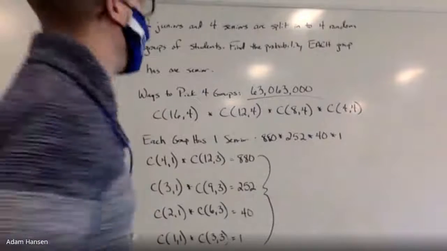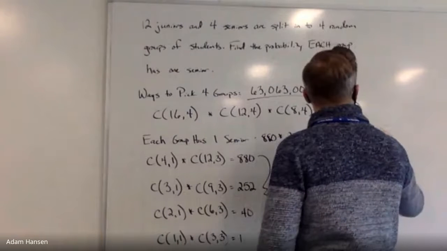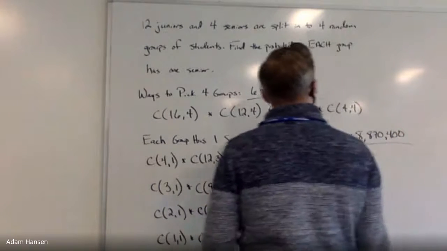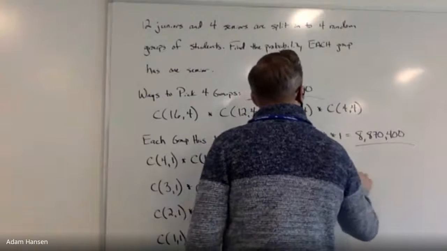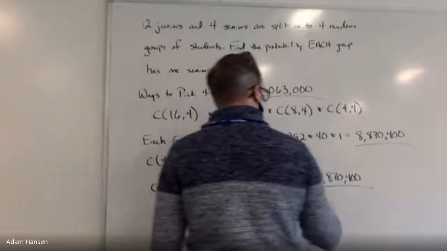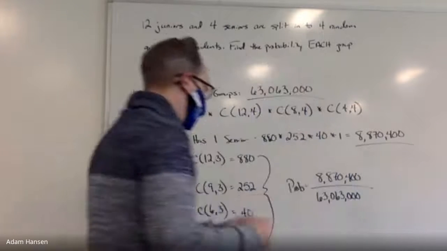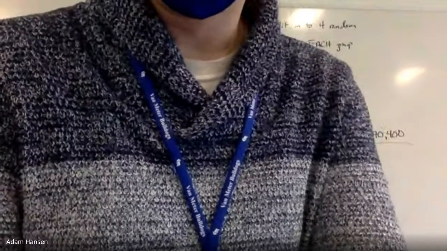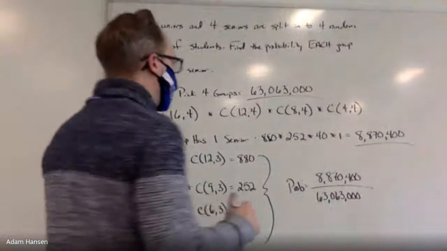So 8,870,400. So my probability is just that number out of the 63 million ways to start. Roughly a 1 in 8. (13.94%).